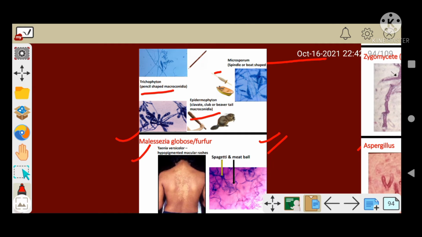Tinea versicolor. See, hypopigmented rashes. Actually this is a derma topic anyway. So this one, on examination it will show spaghetti and meatball pattern. This is also important, right? Honey colored crust may be there, correct?